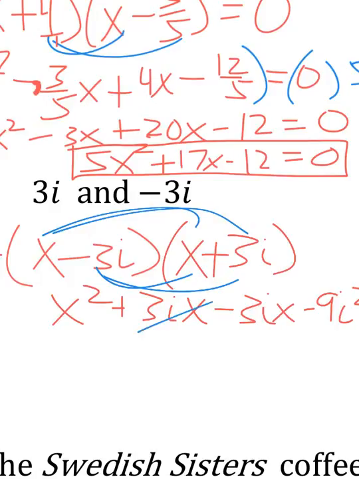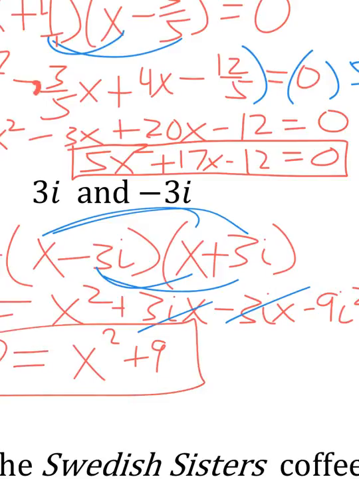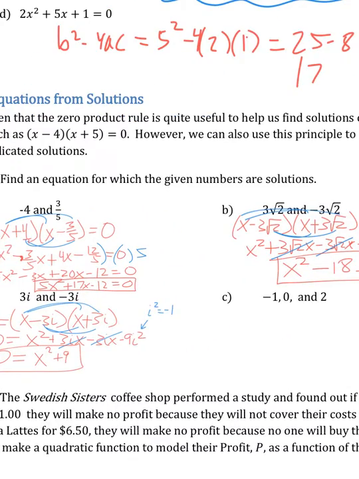These guys cancel in the middle. And if you remember, i squared is -1, right? So i squared is equal to -1. So this is going to be -9 times -1, which is +9. So this is 9, and that equals 0. Let's see, we should write it this way. Bring this 0 down here. There's our equation. So, works for radicals, works for imaginary numbers.